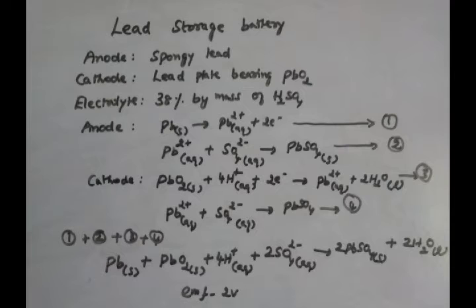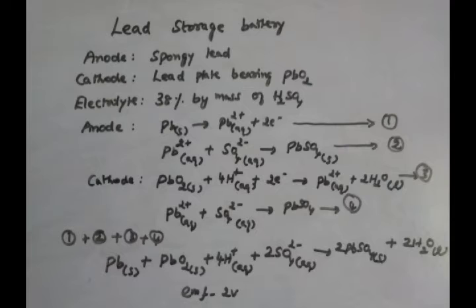Okay. Most probably in 99% of the cases, in the anode, oxidation takes place. What is oxidation? Loss of electron. See, in this reaction, lead loses its 2 electrons so that it forms lead ion, Pb2 plus. That lead ion reacts with sulfate so that it forms lead sulfate.